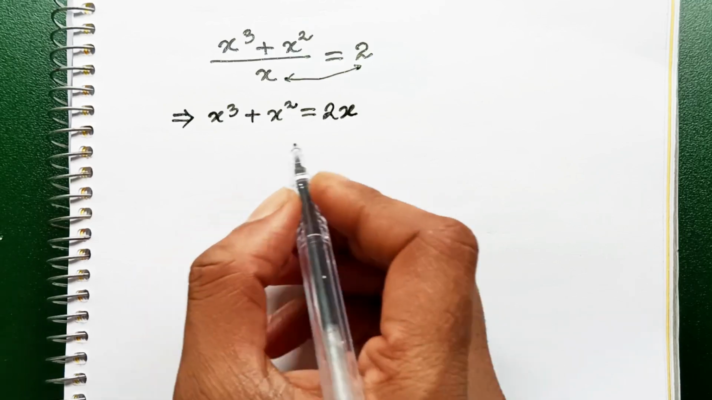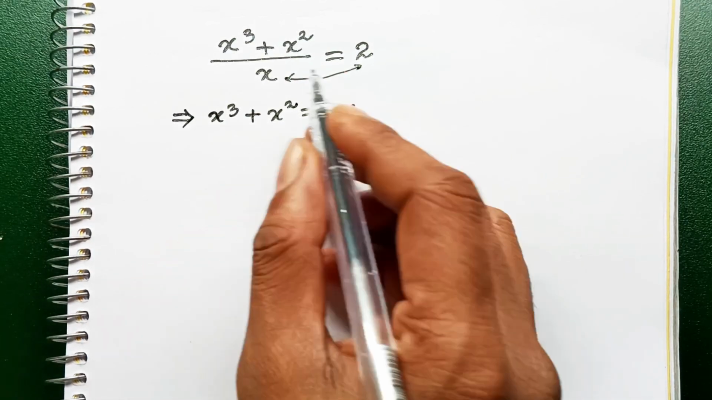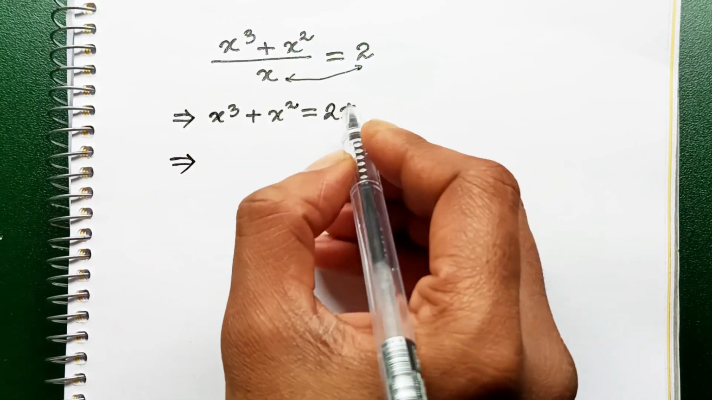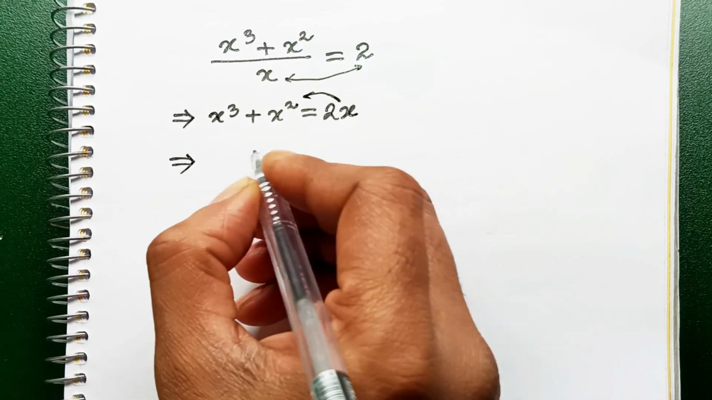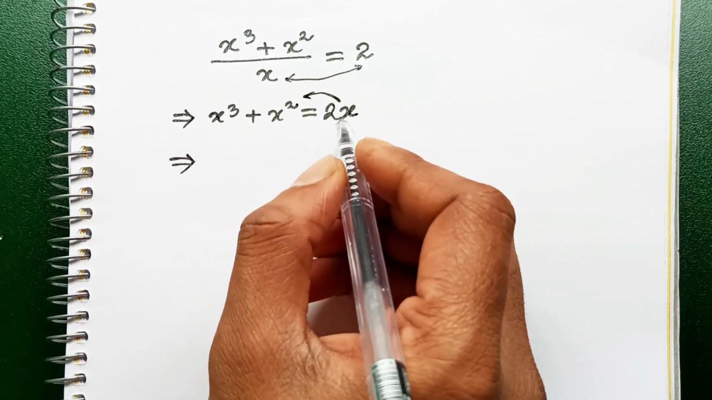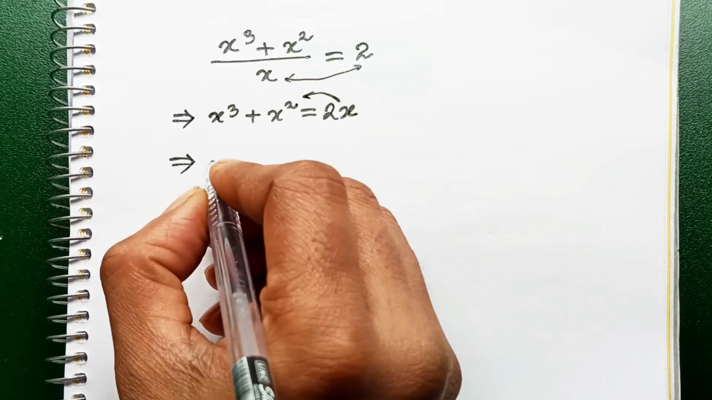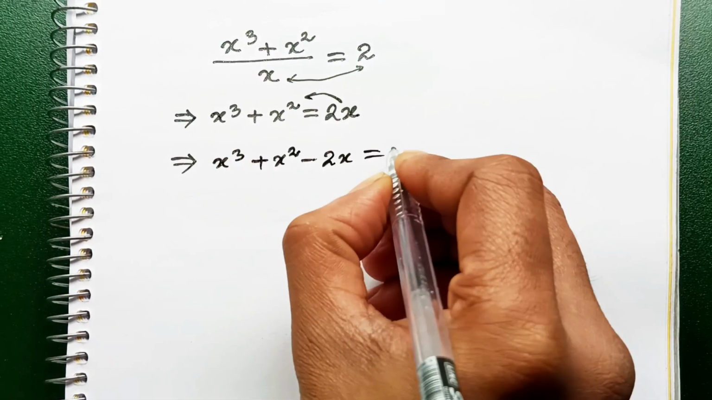This looks much better already, but to actually solve it, we need to get everything on one side of the equal sign, so we can set it to 0. So let us grab that 2x on the right and move it over to the left, and do not forget that the sign flips when we cross the border, so it becomes minus 2x. Now we're looking at x cubed plus x squared minus 2x equals 0.